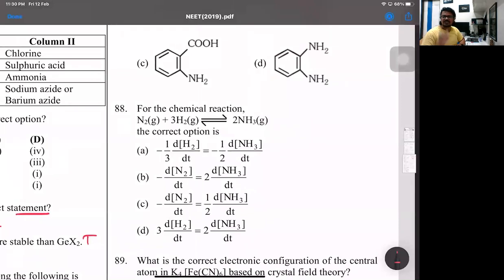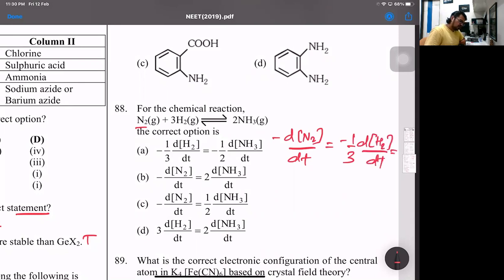Now look at that, kinetics, such an easy question. Rate law expression. What will be the rate law if you observe here? Nitrogen is 1 mole. So nitrogen will be minus d[N2]/dt, which is equal to minus 1/3 d[H2]/dt, which is equal to plus half d[NH3]/dt, because the rate law has to be compared with any 1 mole. So when 1 mole of nitrogen disappears, 3 moles of hydrogen disappear. So with respect to 3, change in any one will be 1/3.